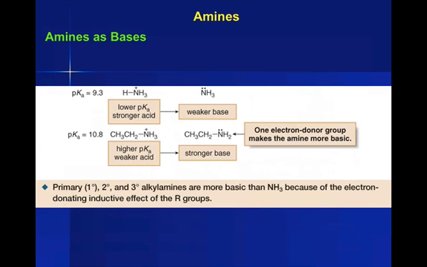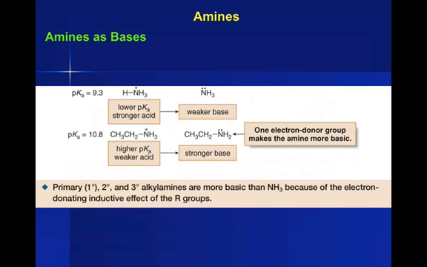And why? What makes it more basic? The alkyl groups are electron donating groups, right? Absolutely. Whereas the ammonia does not have an alkyl group on it, right?